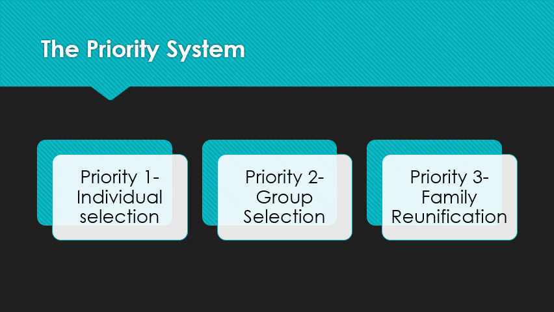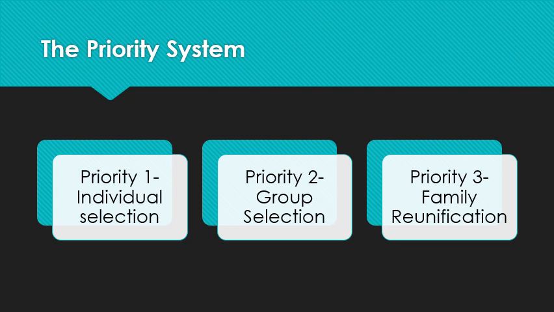Okay, the priority system. Priority 1 is the individual selection, and this is for individuals who are from any country that has been officially recognized by the U.S. government as a refugee, and for whom resettlement is seen to be the best option. This could be someone who spoke up against their government, is now in danger of being killed. They just have to get out of there.